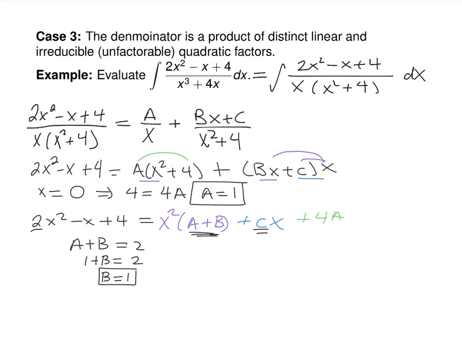And then c, that's the coefficient of x. Well, c has to be -1. No solving there, you know what c is. So you have a, you have b, you have c, all the information you need. Now let's plug those in and use them to find the integral.